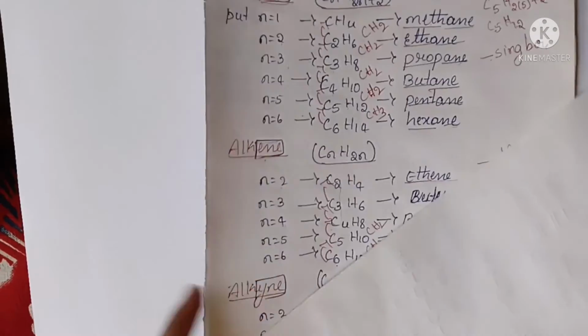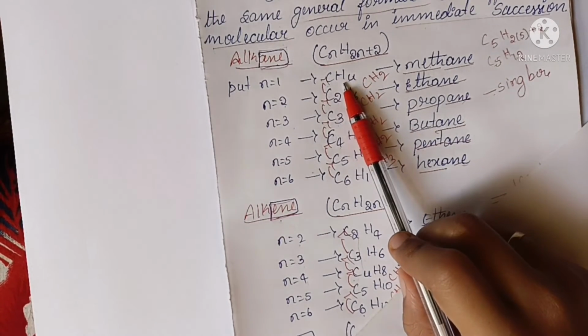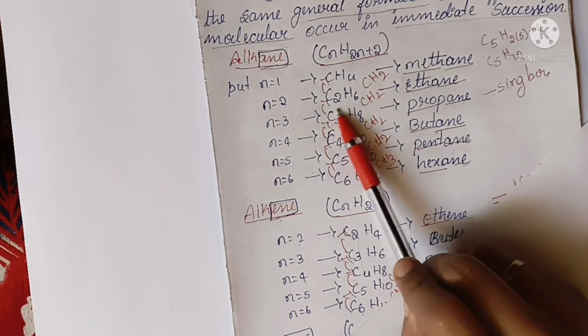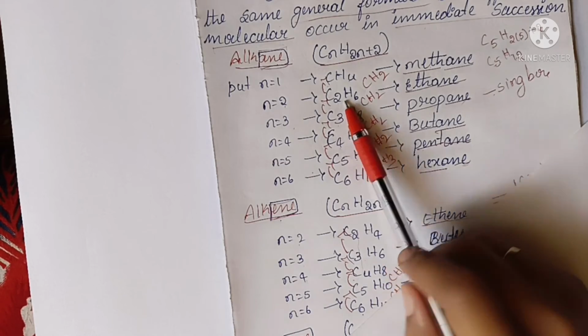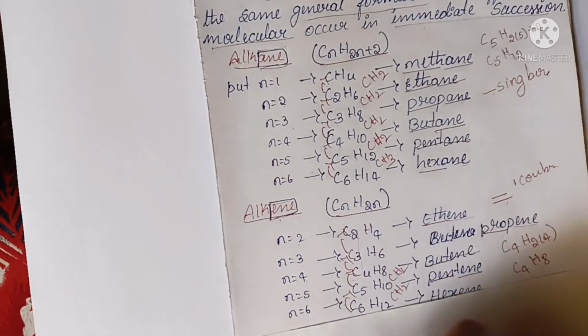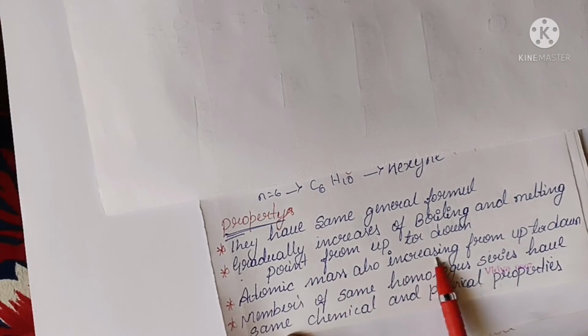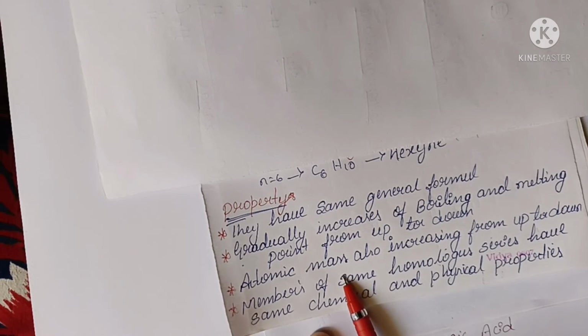See, have a look here. CH4 is a small molecule which we can break down with a little bit of heat. But when it comes to C2H6, the molecule is bigger, so to break this we have to supply more heat. That's why when we go down, the boiling and melting points gradually increase, and the atomic mass also increases from up to down, of course. When the atomic size increases, atomic mass also increases.